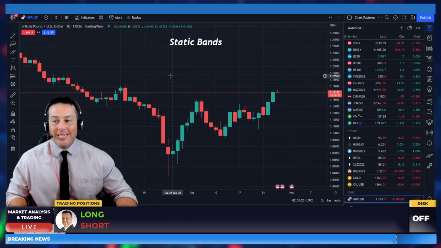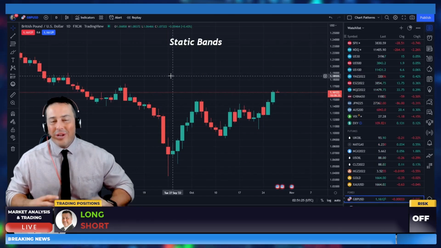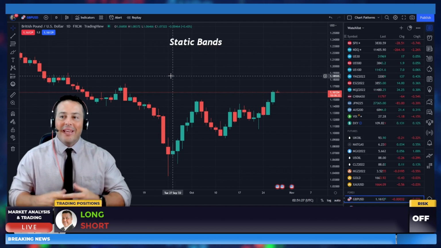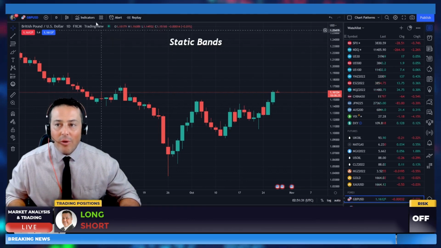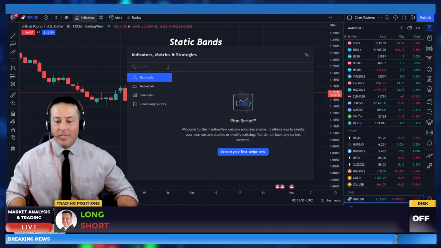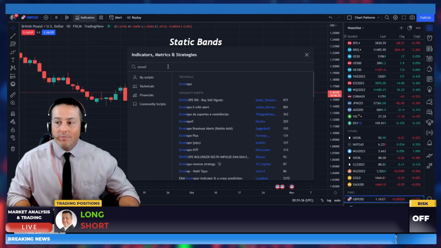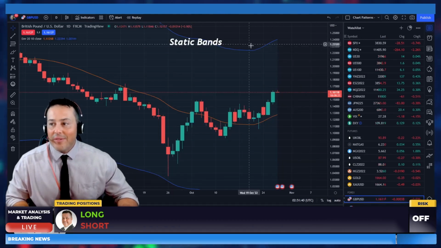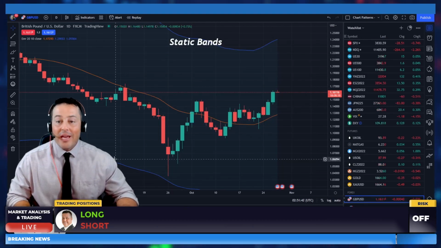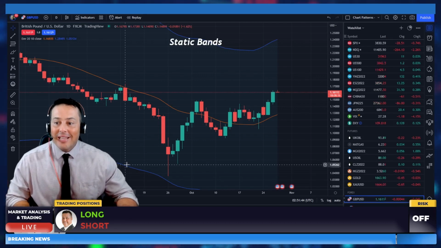The second type is static bands. Now, static bands are sort of similar to channels, but in this case, they're going to be a fixed amount away from price. So in order to set these up, we're going to look for a simple envelope. Public domain indicator, it doesn't get much easier than envelopes. Right there, you can see exactly where our band locations are to the top side and to the downside.